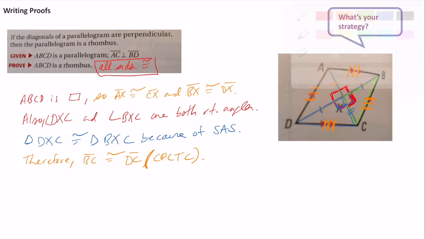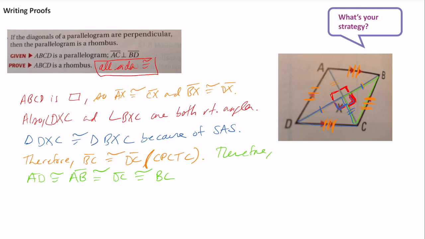So we know that, therefore, AD is congruent to AB, is congruent to DC, is congruent to BC. And you could say because of the transitive property. Okay? And since all four sides are congruent, you know it's a rhombus. So the shape ABCD must be a rhombus.